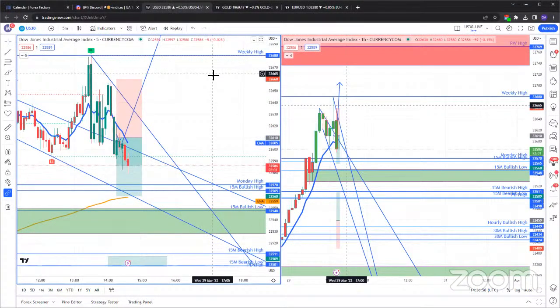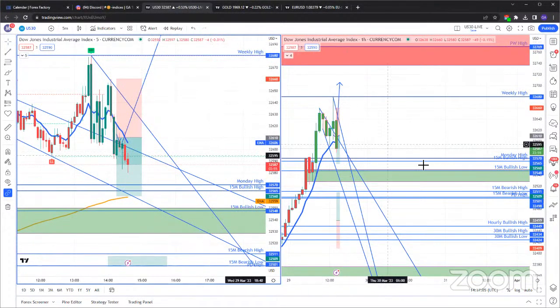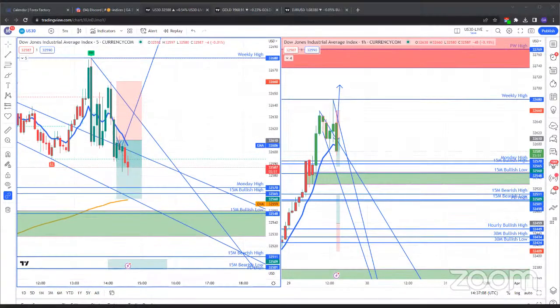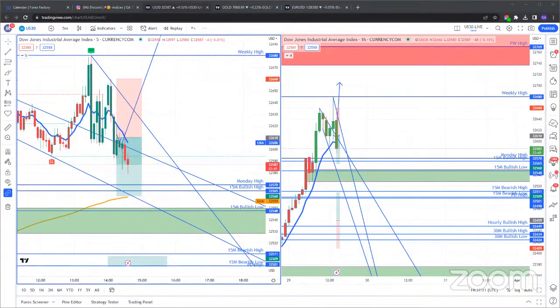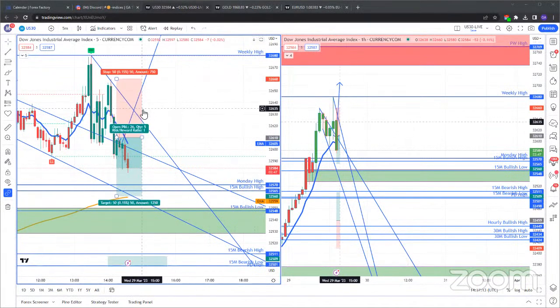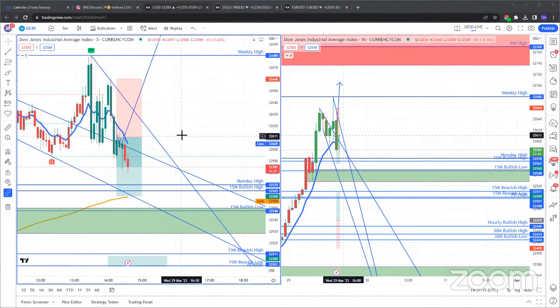Does anybody have any questions as we wait? US 30 is definitely moving slowly today. For your trend lines, for a sell, do you start at the higher high? What do you mean a sell? Well, let me just rephrase the question. How do you draw your trend lines?